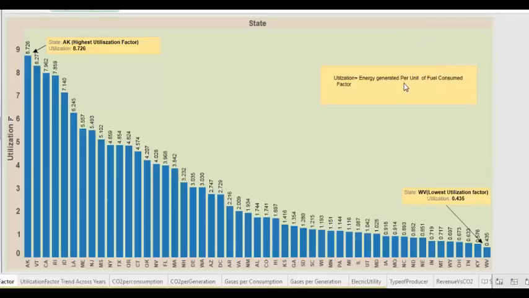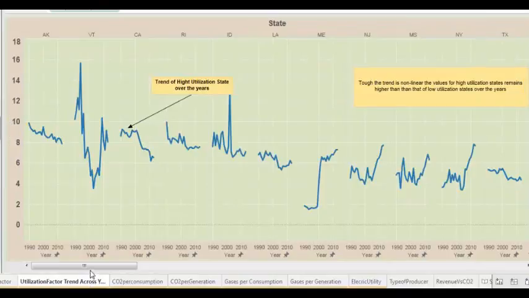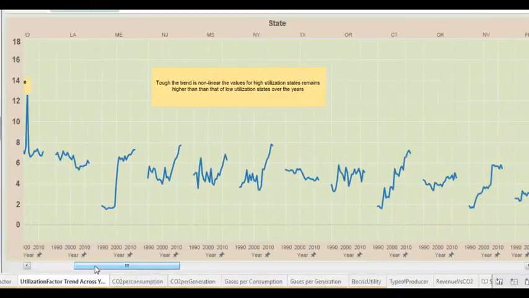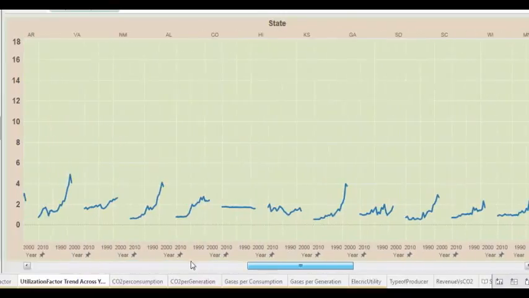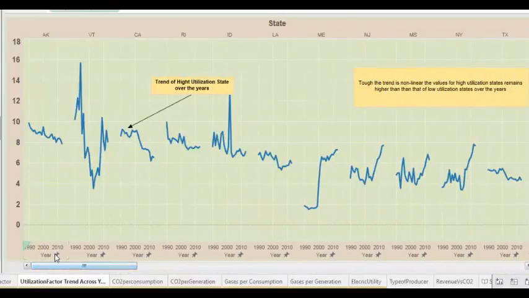Now, we would look into the utilization factor, which tells about the energy generated with respect to the unit of fossil fuel consumed by different states over the years. In this sheet, we have shown the values of the utilization in descending order from highest to lowest, and we have also plotted the trend of utilization factor across the years from 1990 to 2013 for all the states. From this we also see that states having high power utilization values mostly come under Cluster 5, which produces maximum per capita revenue for almost all the sectors.